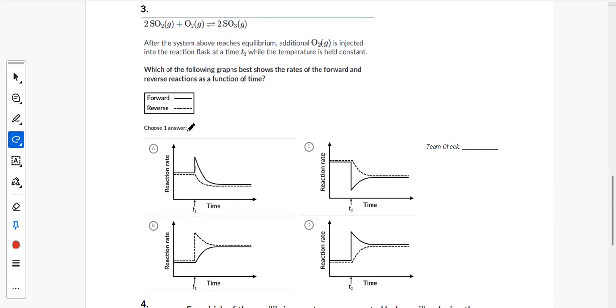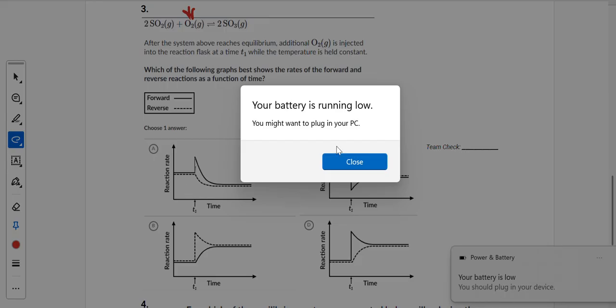On number 3, after the system above reaches equilibrium, additional O2 is injected into the flask at time t while the temperature is held constant. Which of the following graphs best shows the rates of the forward and reverse reactions as a function of time? If we were to put a whole bunch more here, which is what they tell us they're going to do, it's going to be a huge jump in the forward direction. They're just going to make a whole bunch of that all at once. So we need this solid line. It's going to be a huge jump.